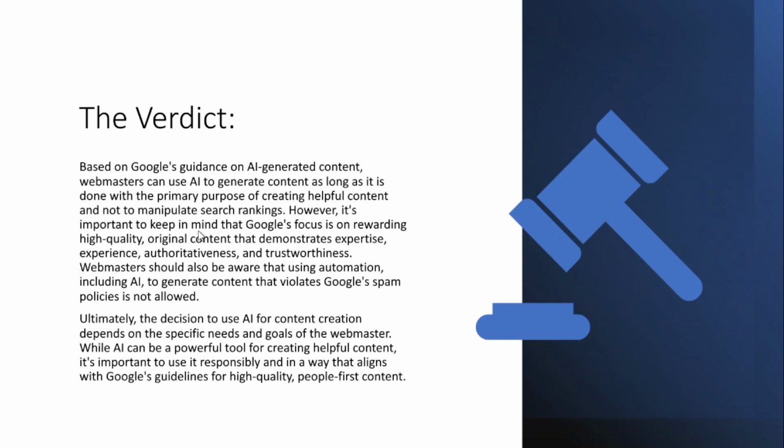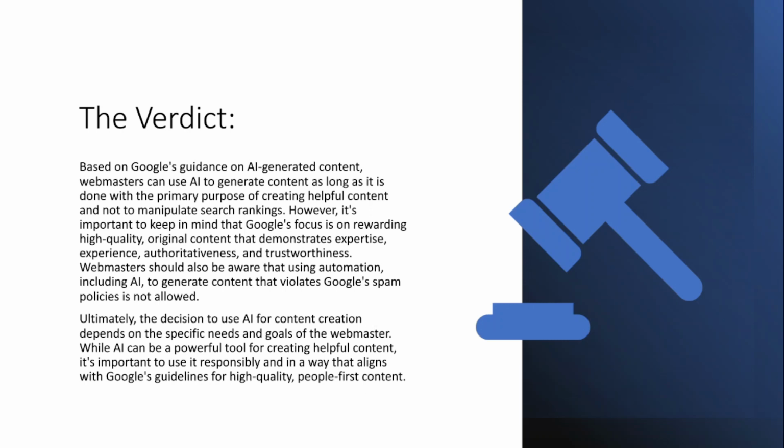However, it is important to keep in mind that Google's focus is on rewarding high quality original content that demonstrates expertise, experience, authoritativeness, and trustworthiness. Webmasters should also be aware that using automation, including AI, to generate content that violates Google's spam policies is not allowed. Ultimately, the decision to use AI for content creation depends on the specific needs and goals of the webmaster. While AI can be a powerful tool for creating helpful content, it is important to use it responsibly and in a way that aligns with Google's guidelines for high quality people first content, right?